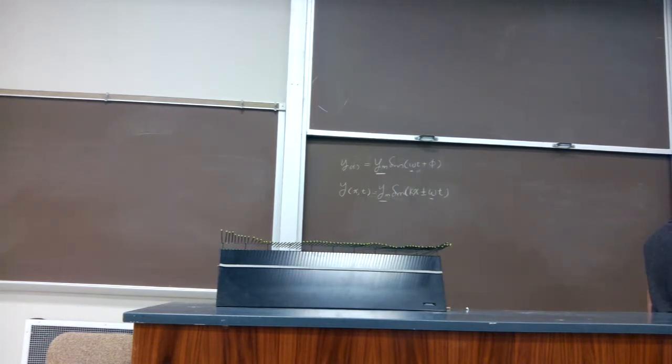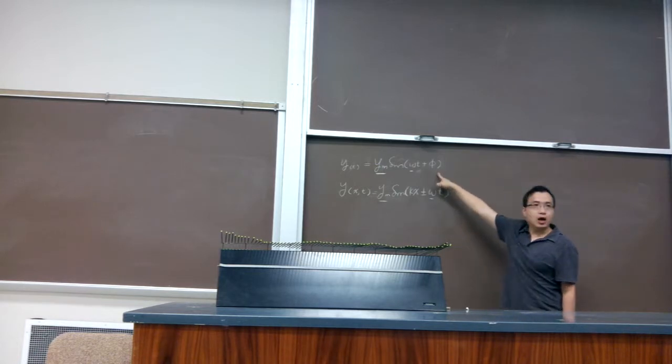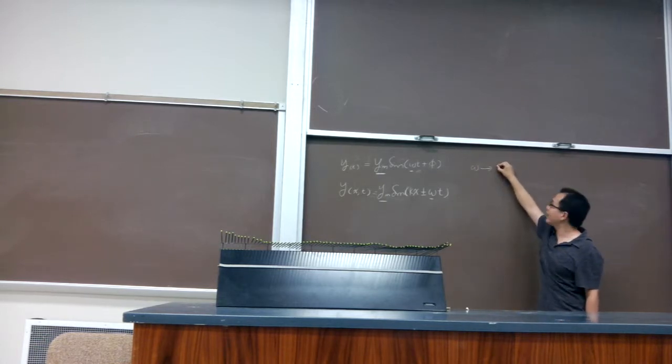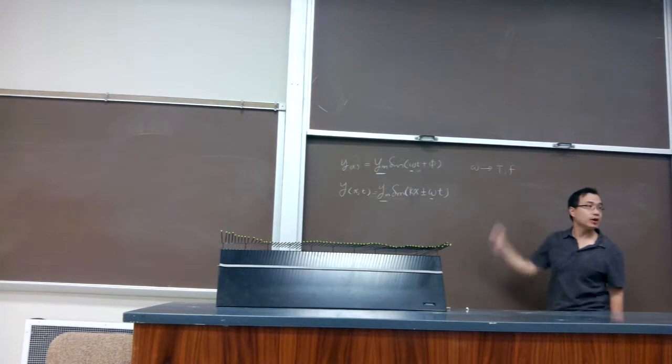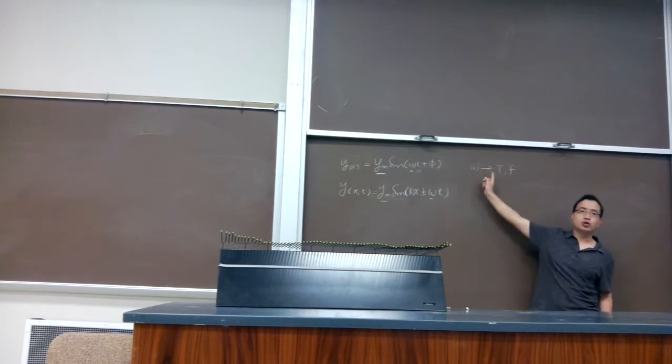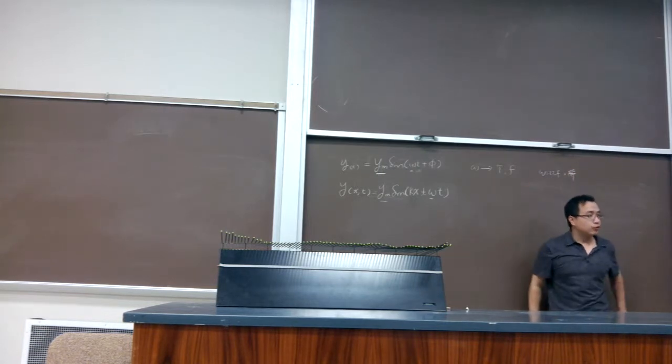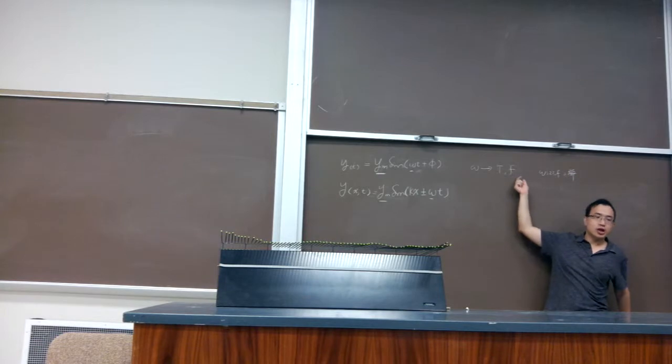For the oscillation, once we know the omega, we can calculate the period and the frequency, right? They are actually talking about the same thing. Omega equals 2 pi f equals 2 pi over T. So for the oscillation, you can talk about the period and the frequency.